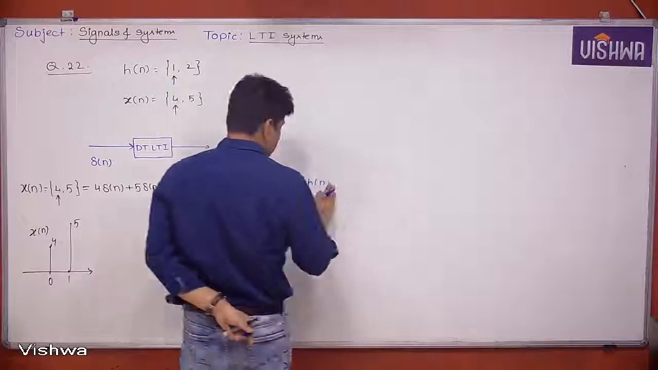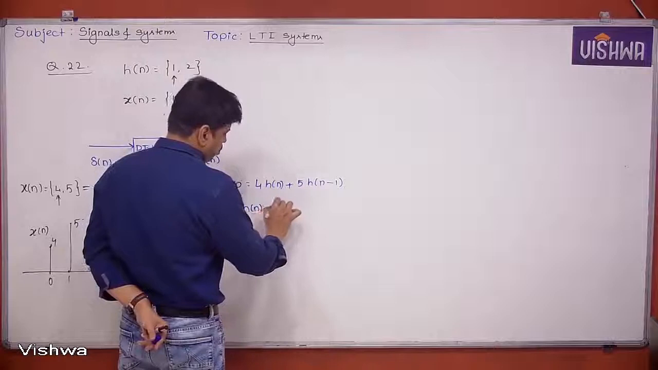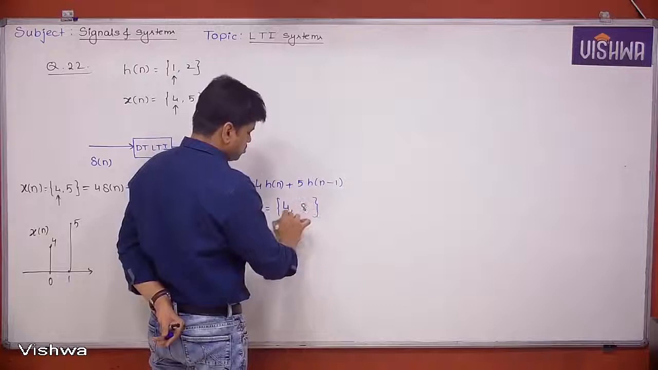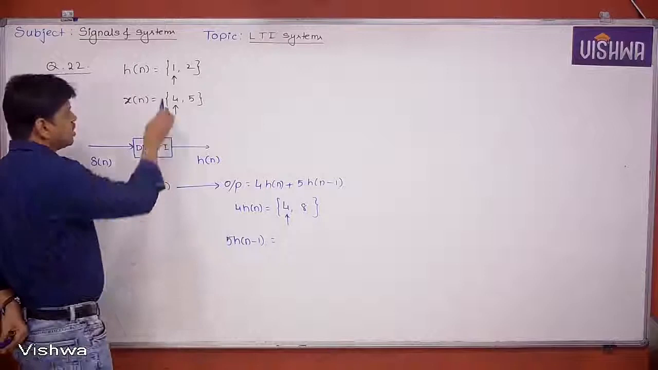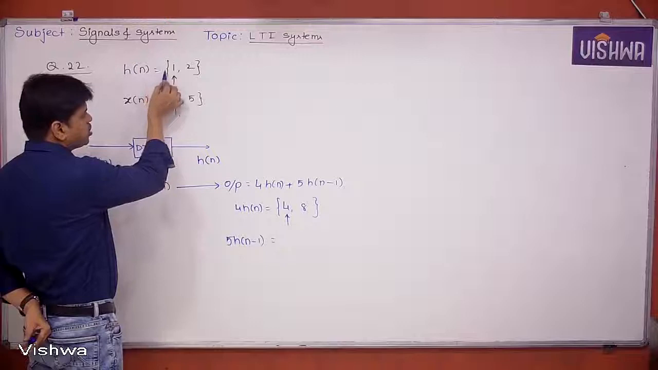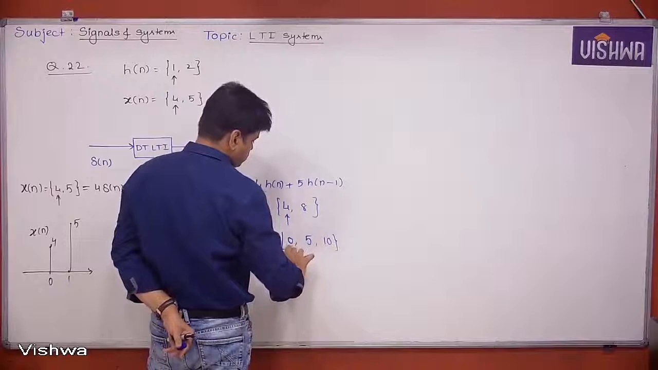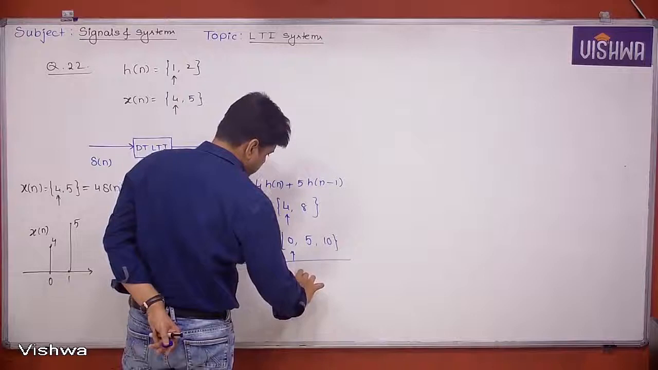So we have to find 4 h of n and 5 h of n minus 1, and add them. Let's see how 4 h of n looks. h of n has to be multiplied by 4, that is 4, 8. Next, 5 h of n minus 1. If I shift this arrow left side by 1, that is 0, 1, 2, which has to be multiplied by 5. That is 0, 5, 10. By adding them, I get the output, which is 4, 13, 10. So this is the output of the system.